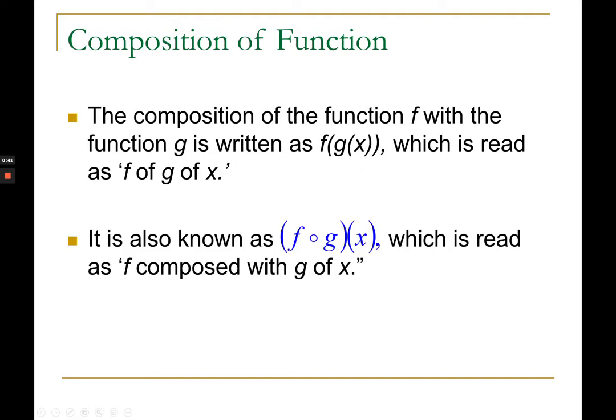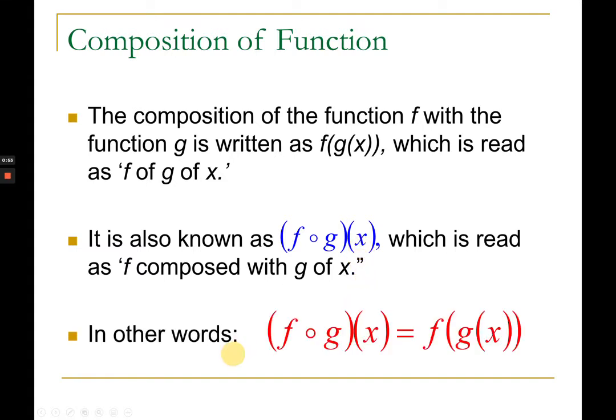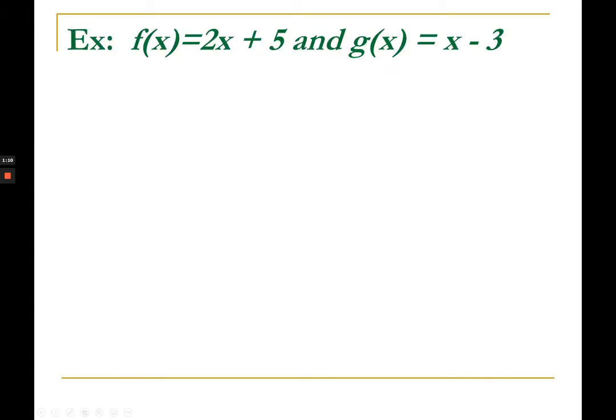It is also known as in this symbol, which is read as f composed with g of x. In other words, they are just the same. F composed with g of x is equal to f of g of x. But actually, this is the easier one to use. You will understand why. Let's have an example.